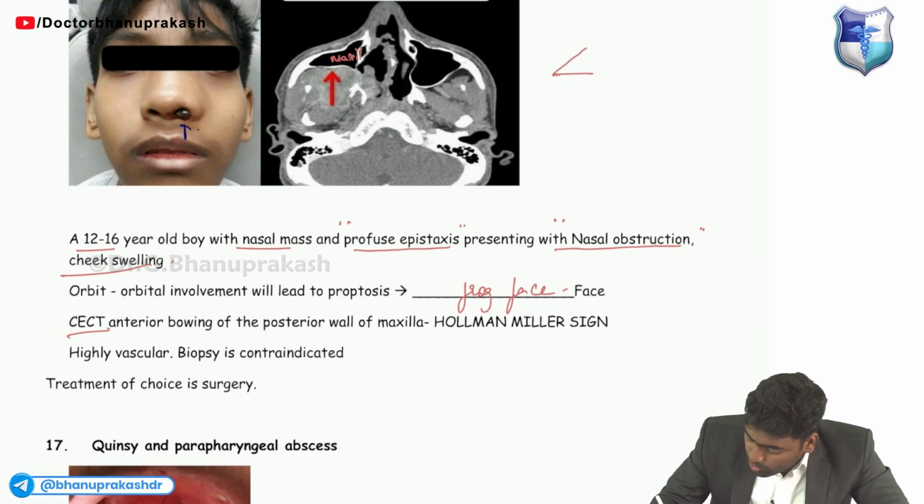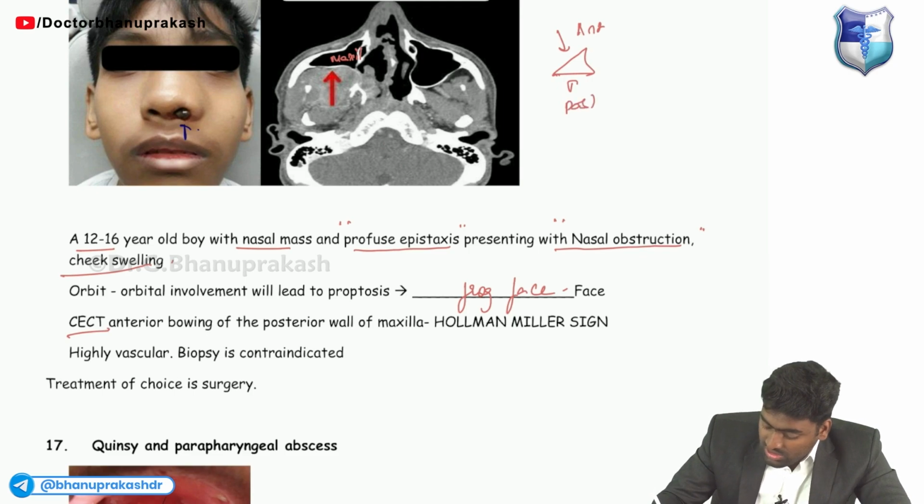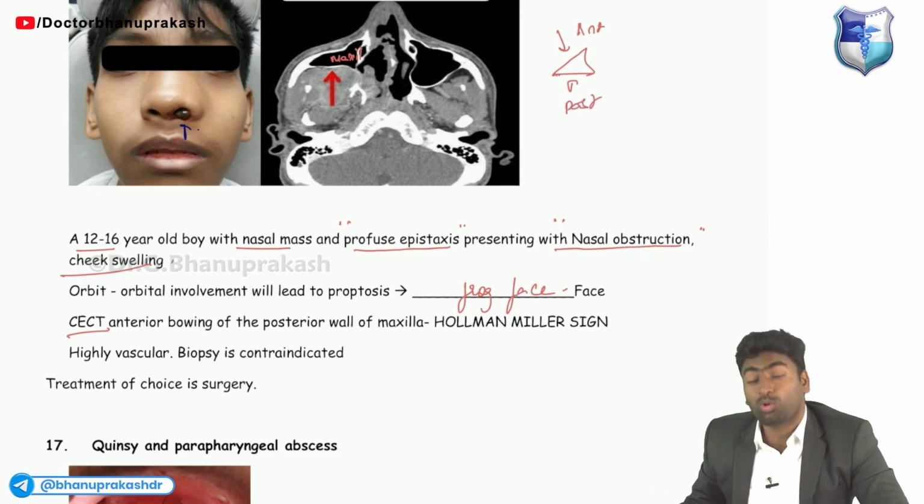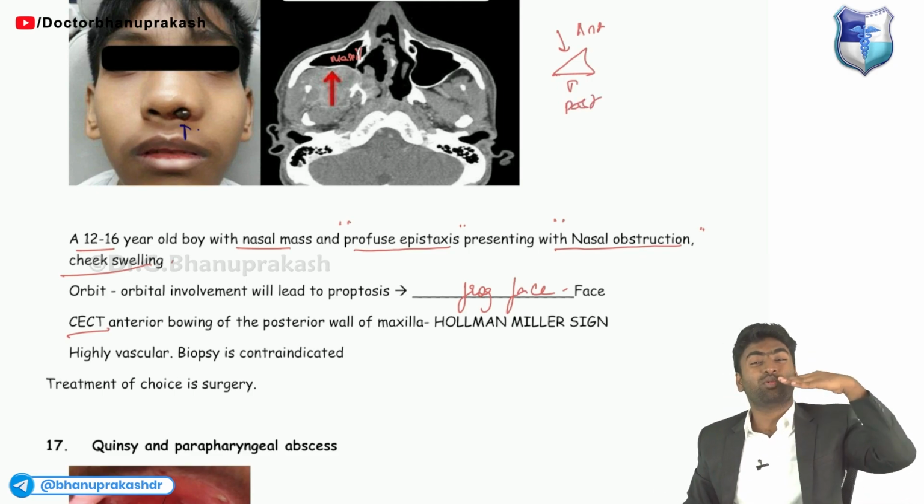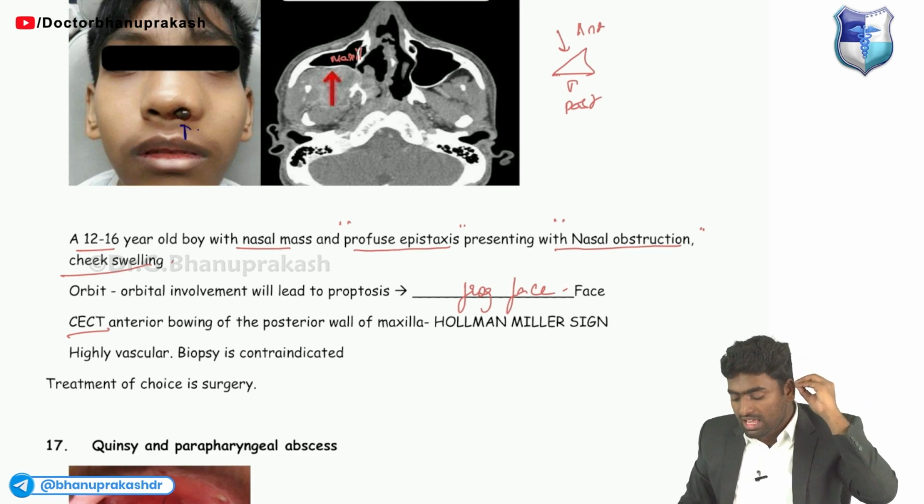Next, on CECT, if you are able to see, this is the maxilla. In the maxilla there are two walls: this is the anterior wall and this is the posterior wall. This is the bowing of the posterior wall. It is not the anterior wall, it is the bowing of the posterior wall of the maxilla.